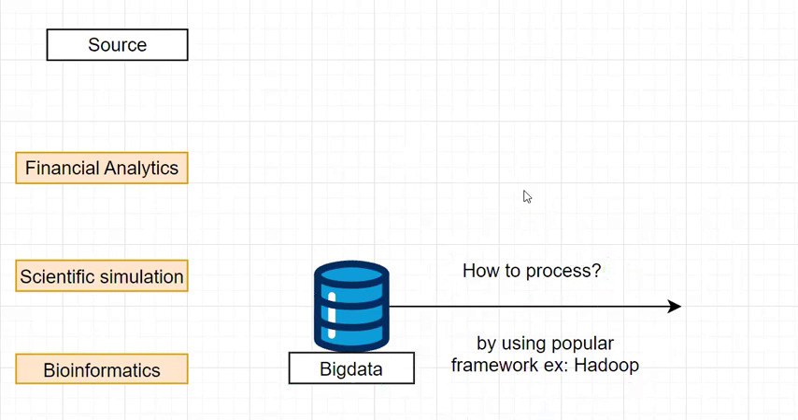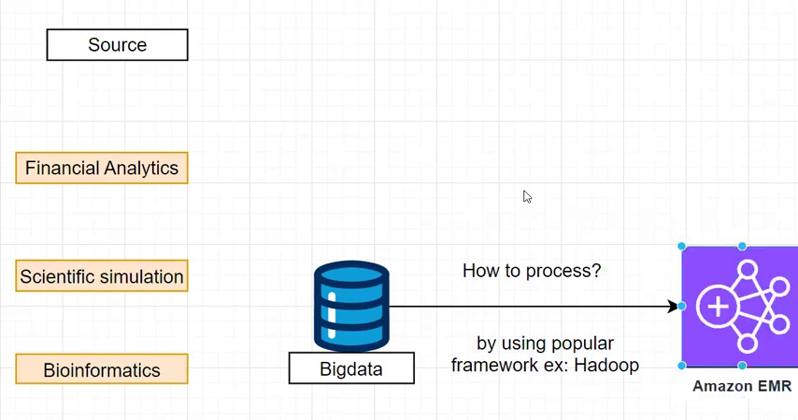So what is the service, sir? That service name is EMR. What is that? EMR, Elastic Map Reduce. By using this Elastic Map Reduce service, we are able to process our big data by using frameworks like Hadoop.